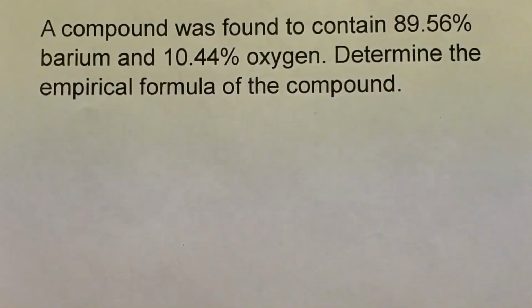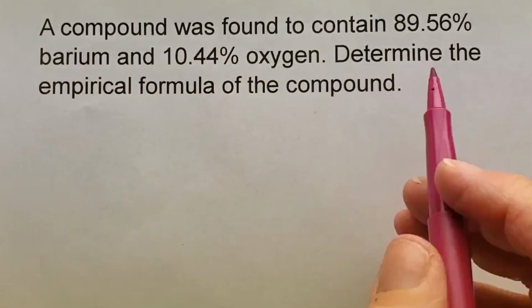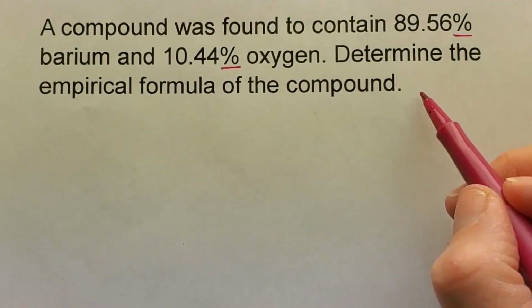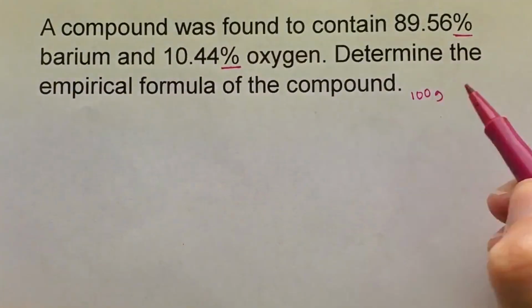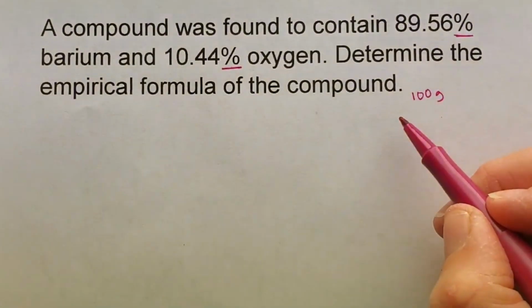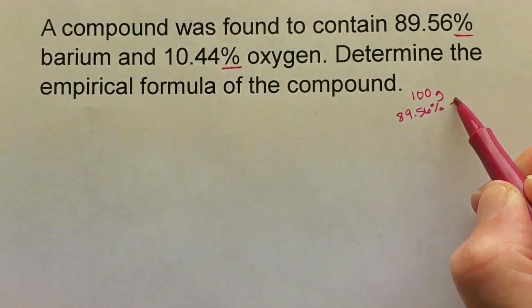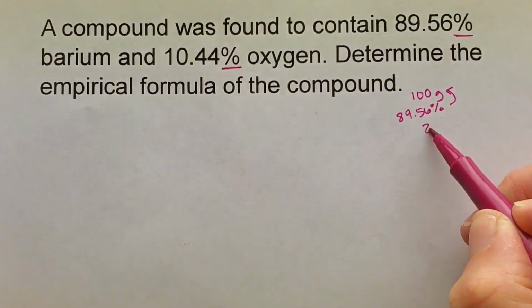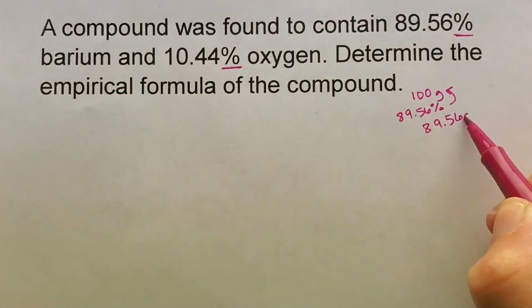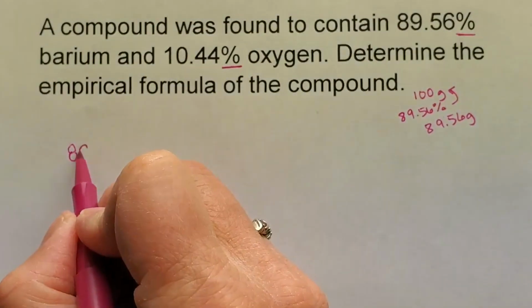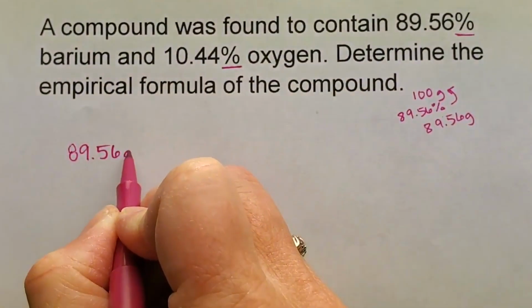Okay, here's our first practice problem. We are going to determine the empirical formula when given percentages. Now we need to convert grams to moles, but if we have percentages, what we can do is pretend that we have 100 grams, and if you take any percentage of 100, you're going to get that same number. So 89.56% of 100 is 89.56. So we do that with both numbers.